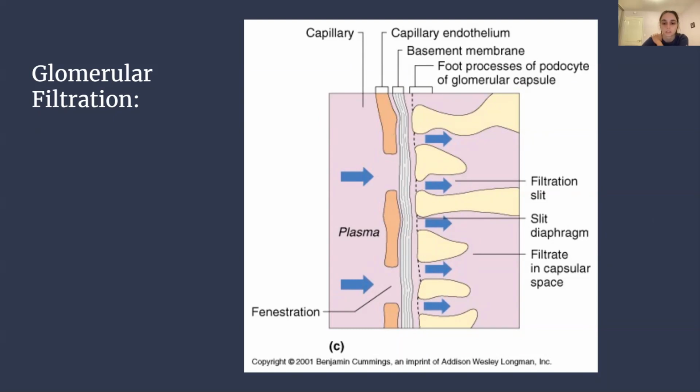And keep in mind that the filtrate of the glomerulus is mostly solutes, like sodium chloride, and only a very small percentage is proteins. Any questions regarding glomerular filtration? The key concept you should know is that glomerular filtration is just a term for fluid and solutes moving from the glomerulus into the glomerular capsule.